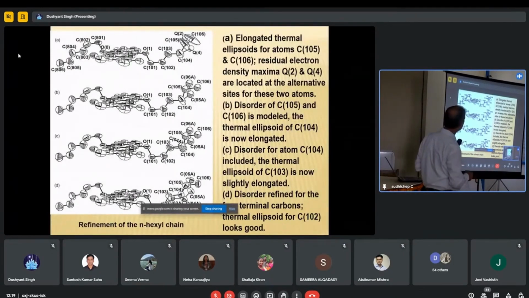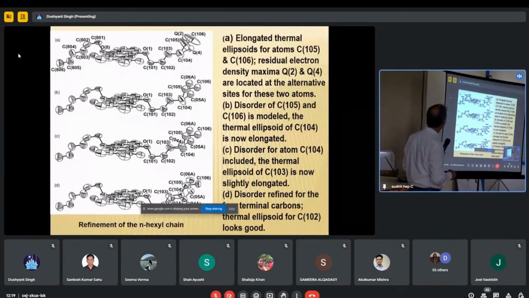When I resolved these two by bifurcating into 4 parts, 1, 2, 3, 4, then you can see C104 is not showing disorder. Only C105 and C106 were showing disorder. Their shape is such that they are showing disorder, cigar shaped. Now when I resolved these 2 atoms in the molecule, C06, C06A, C104 started showing an elongated shape.